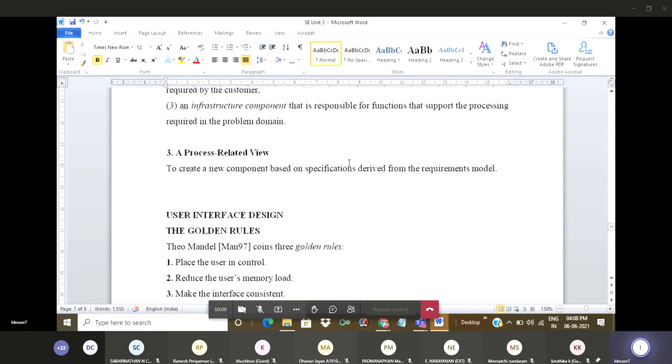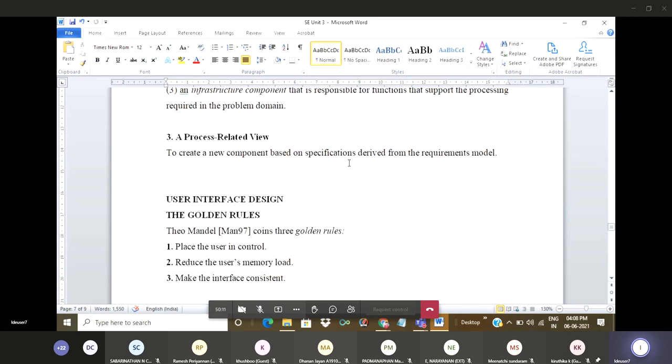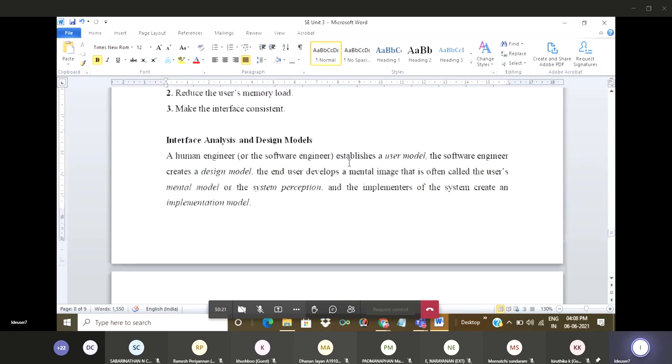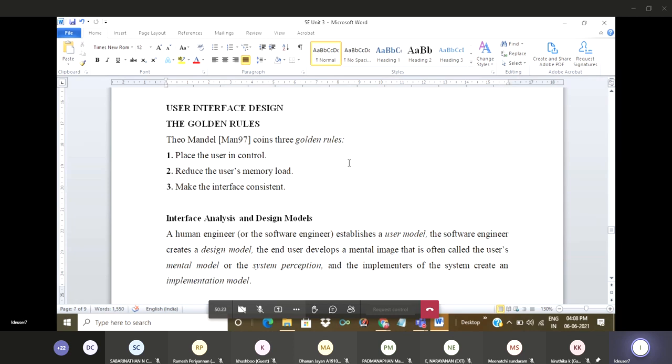So third is process-related review, which is used to create a new component based on specifications derived from the requirements model. And under user interface design, we have three golden rules. One is place the user in control. Second is reduce the user's memory load. Third is make the interface consistent.